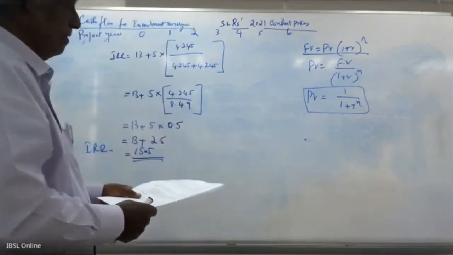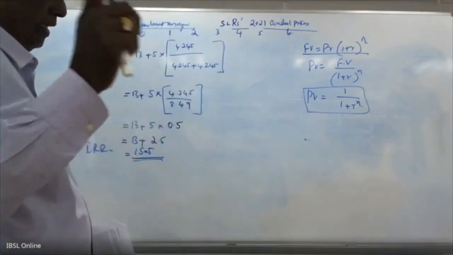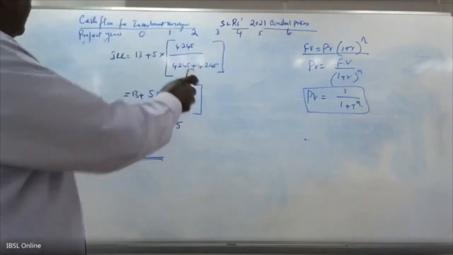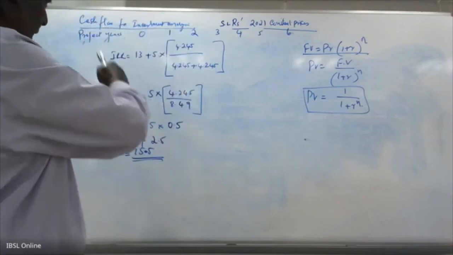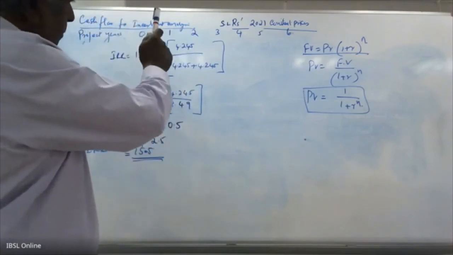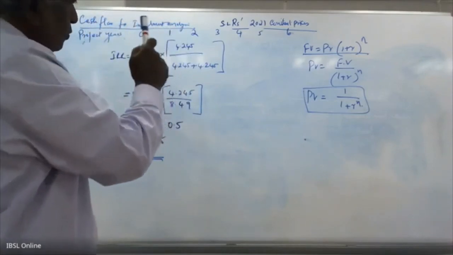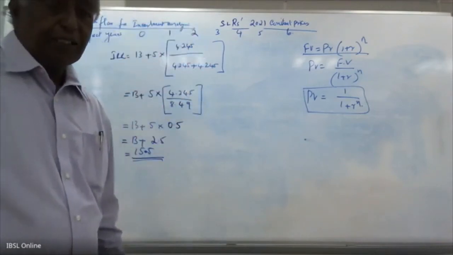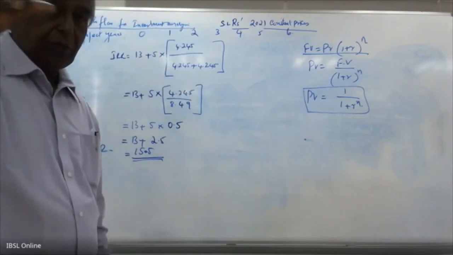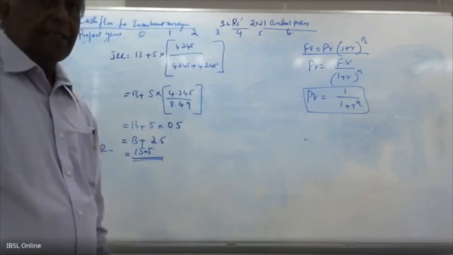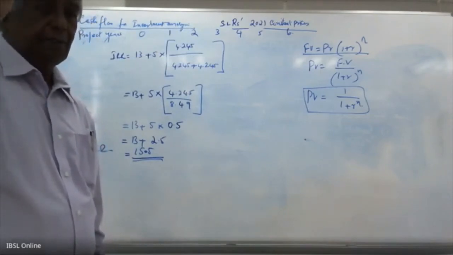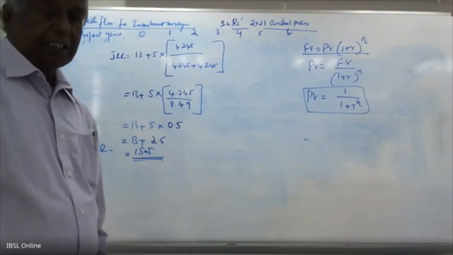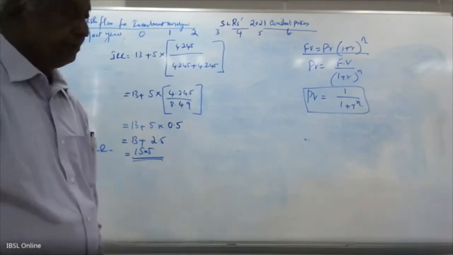Okay, right. And in your calculations, these things are very important. Cash flow for investment analysis, and then SL rupees, 2021 constant prices. You are not increasing the prices. Not actual prices, but constant prices. You do the calculation, the projection, at constant prices.